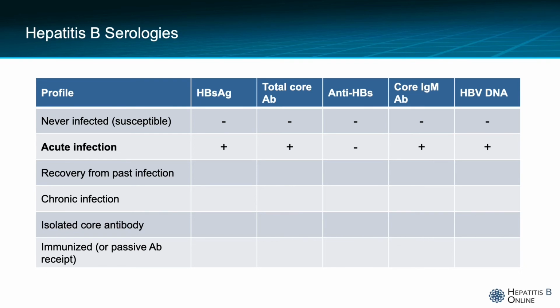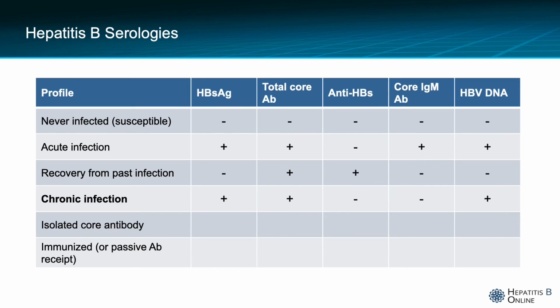For someone who is acutely infected, we should see evidence of Hep B surface antigen and Hep B DNA in blood, as well as core IgM and total core antibody. Most of these individuals will not yet show evidence of surface antibody. For those who go on to clear their acute hepatitis B, we should eventually see lingering presence of core antibody and surface antibody, but all the other seromarkers of active infection, surface antigen, core IgM, and HBV DNA should be absent.